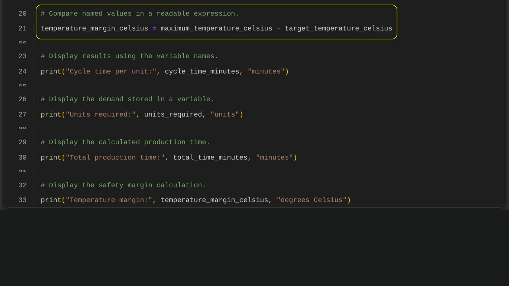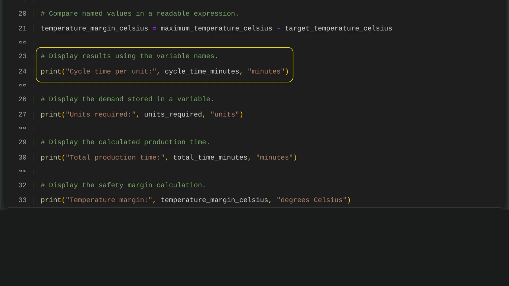The temperature margin in degrees Celsius is found by subtracting the target temperature from the maximum temperature. This margin shows how much room remains before reaching the maximum allowable temperature. This line displays the cycle time per unit in the console, clearly labeling the value and its unit as minutes. This makes the output easy to understand for anyone reading it.